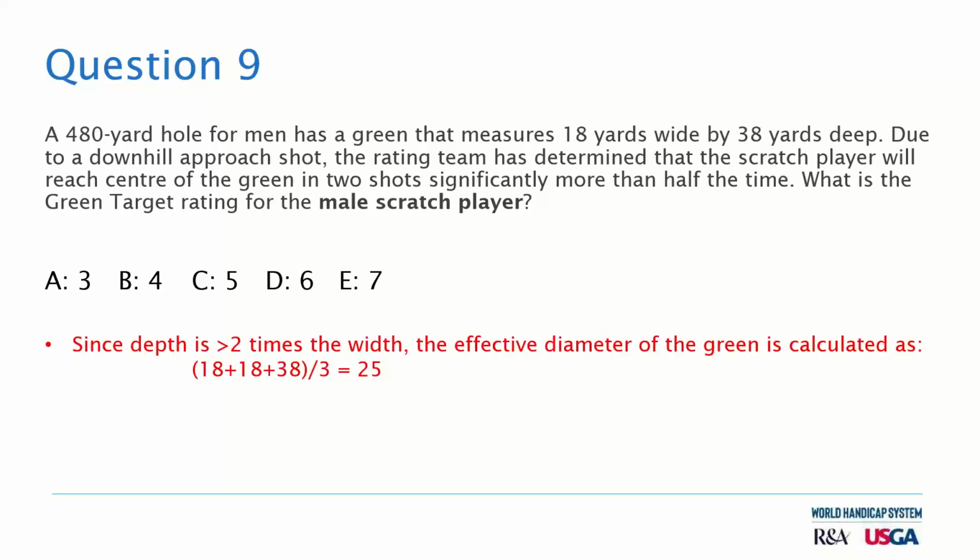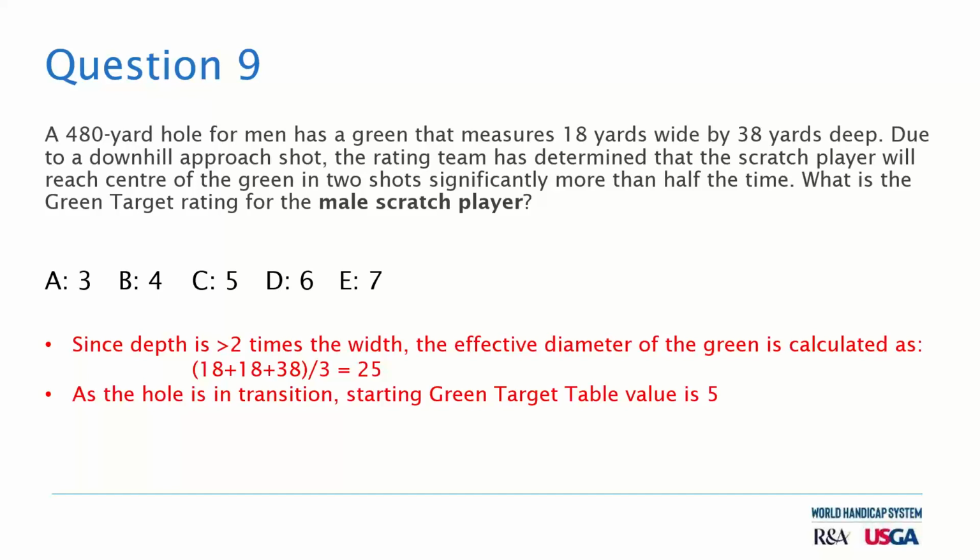So certainly several things going on there. Since the depth is greater than 2 times the width, the effective green diameter is calculated as such. We're taking 2 of the low values, which are the 18s. We're going to take 1 of the large value of the 38, and we're going to divide that number by 3, and that gives us an EGD of 25.